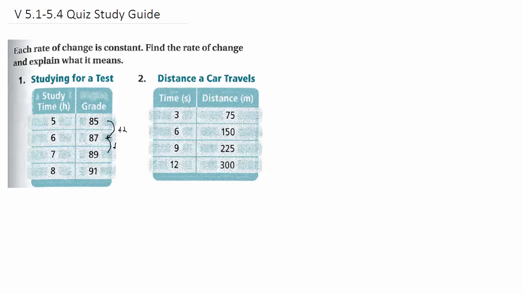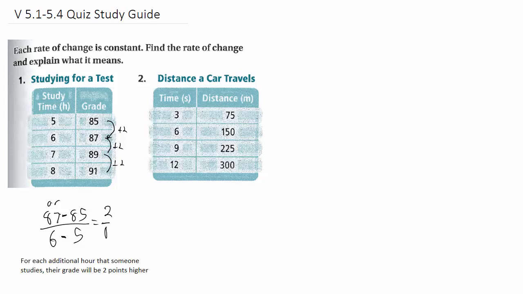Okay, this is the study guide for the 5.1 to 5.4 quiz. So we're trying to find the rate of change here, which is the same as asking what is the slope. You can just count using the chart, but I like to use the slope formula too. So the grade changes by 2 every time the hours change by 1.